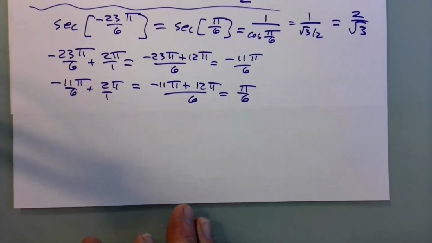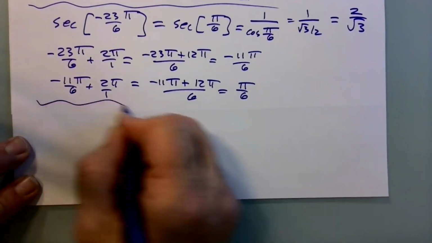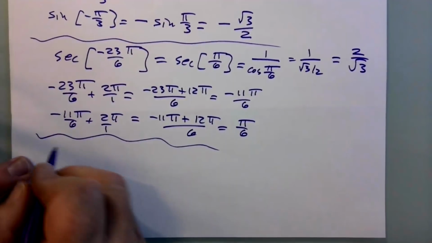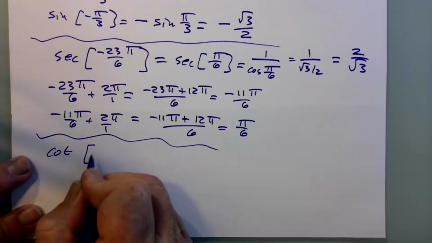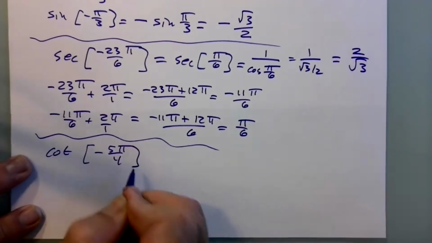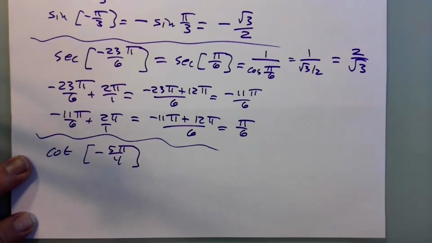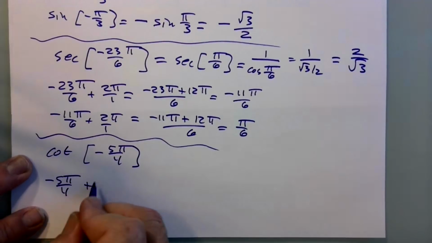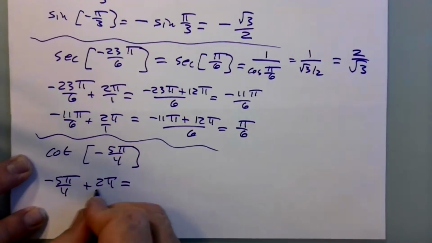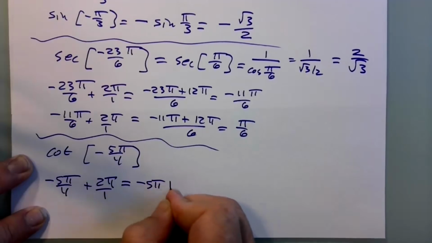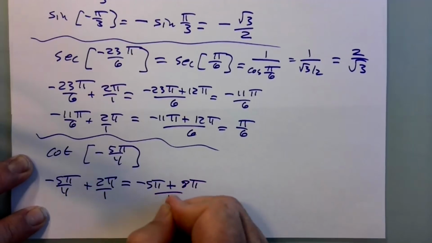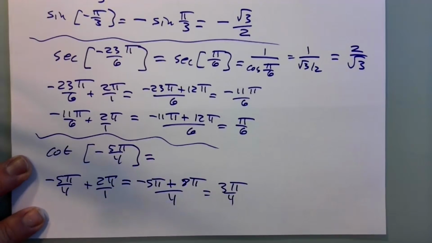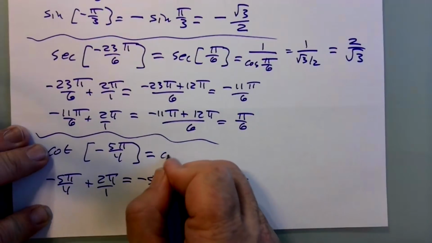Let's go ahead and do one more in that realm. What I'm going to do next is cotangent of negative 5 pi over 4. Again, let's add 2 pi to get us a value that we can use. Negative 5 pi over 4 plus 2 pi. Negative 5 pi plus 2 pi times 4 is 8 pi over 4, which is 3 pi over 4. So I get cotangent of negative 5 pi over 4 is the same as cotangent of 3 pi over 4.